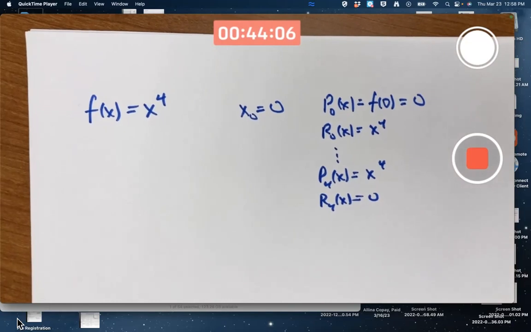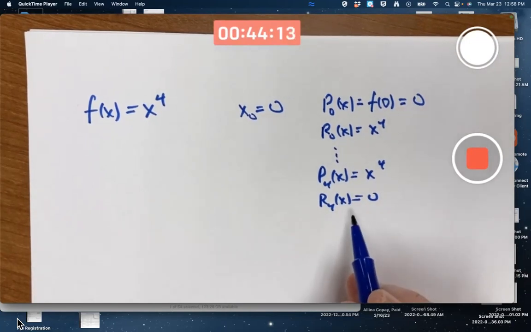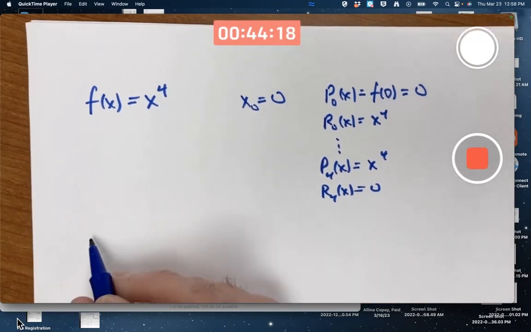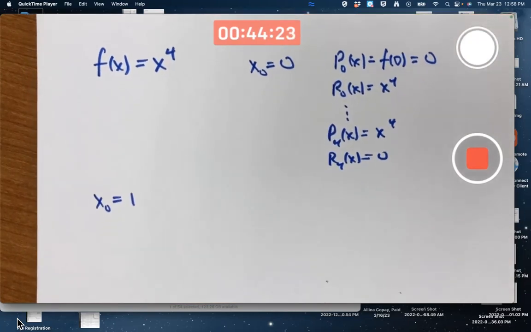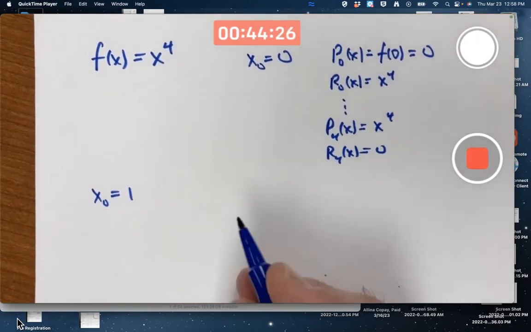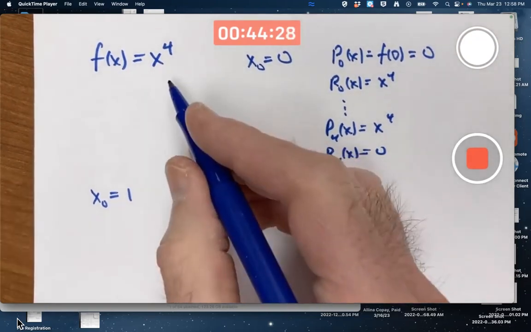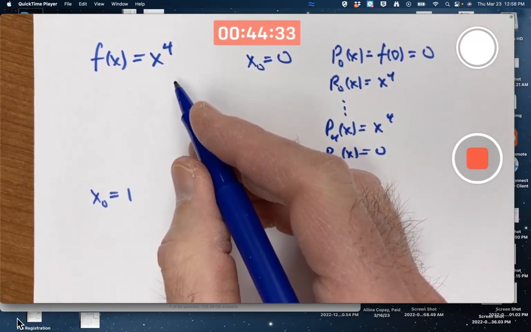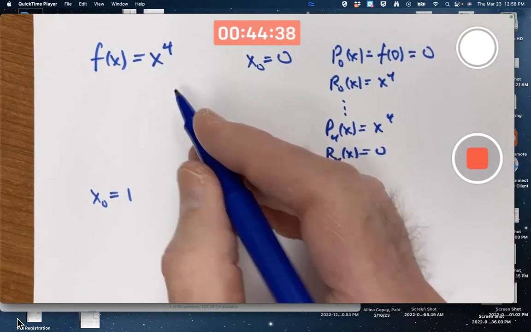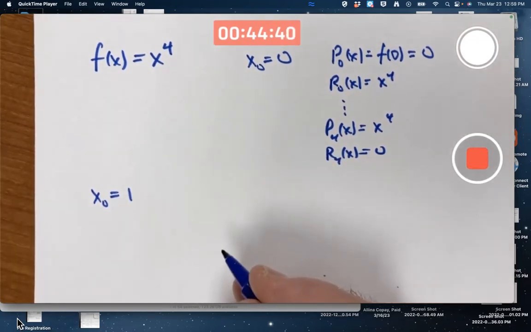When x0 is something other than zero, it's a little bit more interesting, though in the end, once you get to P4 of x, it's still going to be a perfect approximation. Let's pick x0 to be one to make this a little bit more interesting here. So we're trying to approximate this fourth degree polynomial, a simple fourth degree polynomial, with lower degree polynomials. Sounds a little strange. Why would you need to do that? Because that's a simple function. But we're doing it for the purposes of illustration.